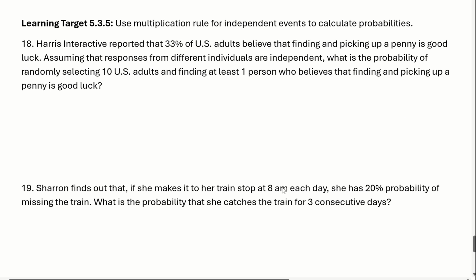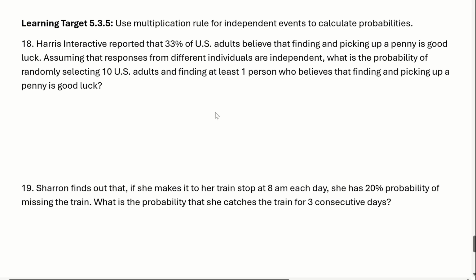So learning target 5.3.5, use the multiplication rule for independent events. Harris Interactive reported that 33% of U.S. adults believe that finding and picking up a penny is good luck. Assuming that responses from different individuals are independent, what is the probability of randomly selecting 10 U.S. adults and finding at least one person who believes that finding and picking up a penny is good luck?